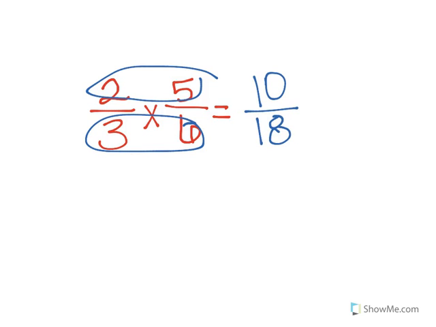Is there anything that I can divide them both by to simplify it? Yes, they're both divisible by 2. So 10 divided by 2 is 5, and 18 divided by 2 is 9. Is there anything that can divide into 5 and 9? No, so I am done.